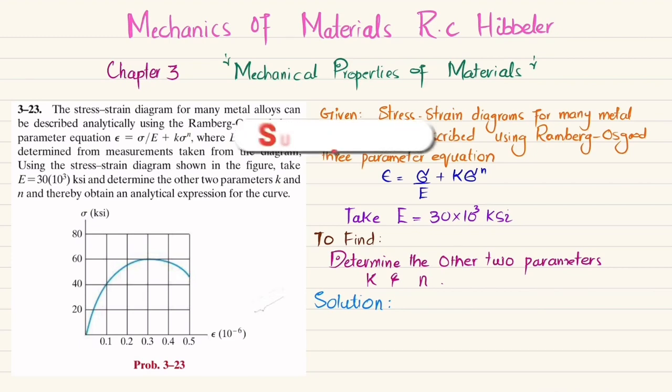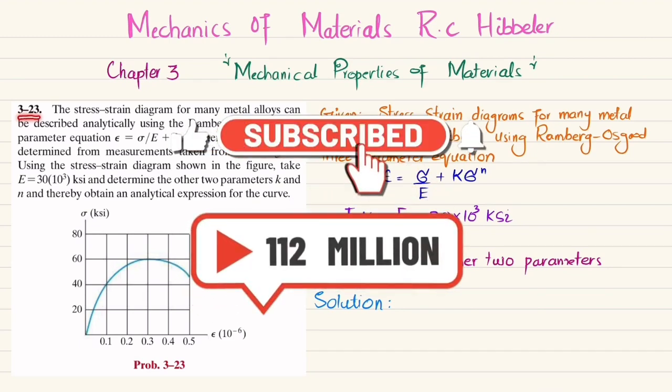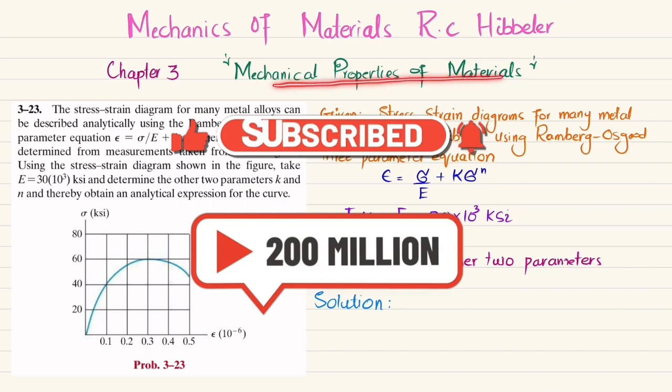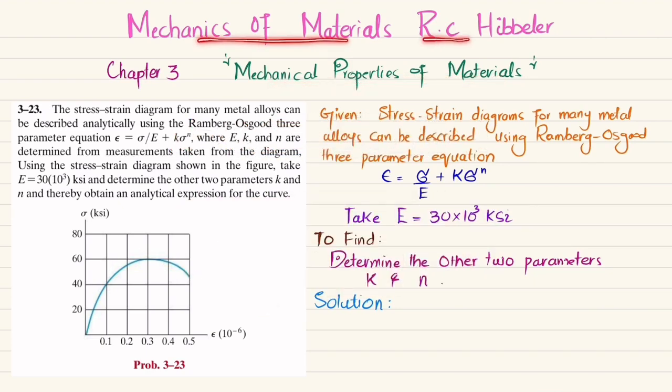Welcome back. In this video, we are going to solve problem 3-23 that is taken from chapter number 3, Mechanical Properties of Materials, from Mechanics of Material by R.C. Hibbeler. So the statement is: the stress-strain diagram for many metal alloys can be described analytically using the Ramberg-Osgood three-parameter equation, which is this one, where E, K, and N are determined from measurements taken from this diagram.